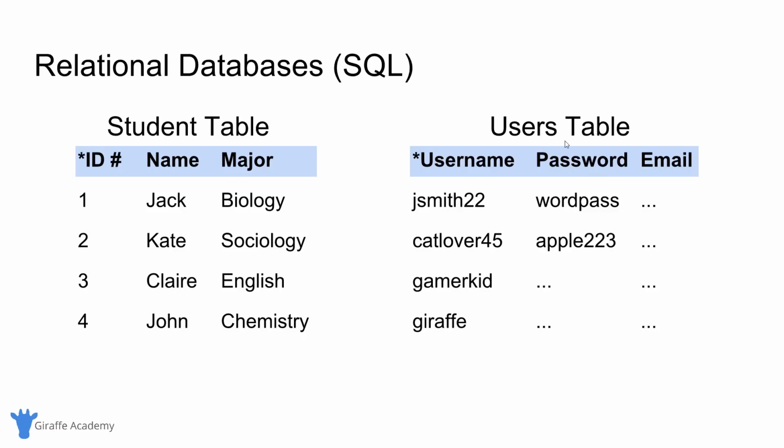And over here we have a users table. So maybe you're creating users for your application. So they have a username, a password, and then an email, right? So the username is something that's going to be unique. It's something that uniquely identifies each row in the table. And then we're also storing like password and email.